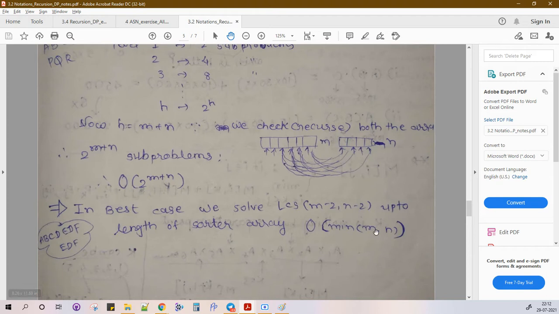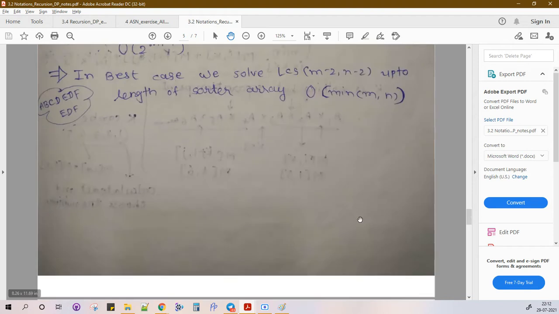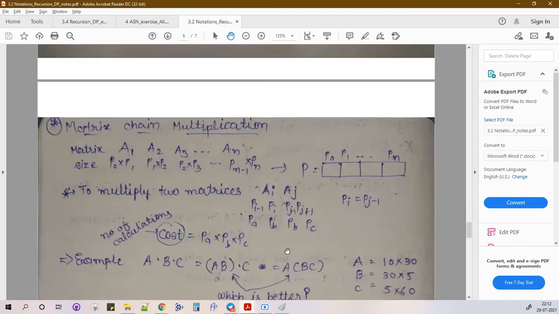So if my second array is shorter, it would be order of 3, right? There is nothing in the universe like order of 3 constant time, so it would be order of m plus n. So whatever the size of the shortest array is, it would be my time complexity, right?